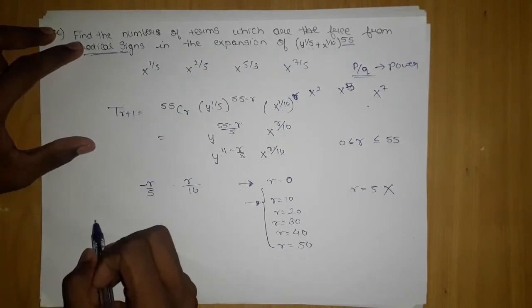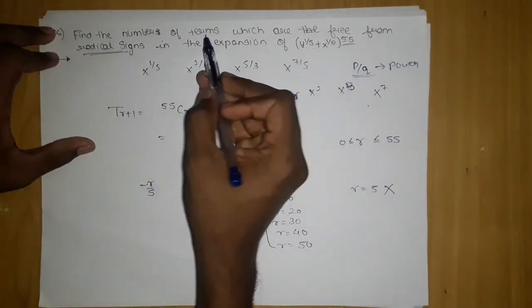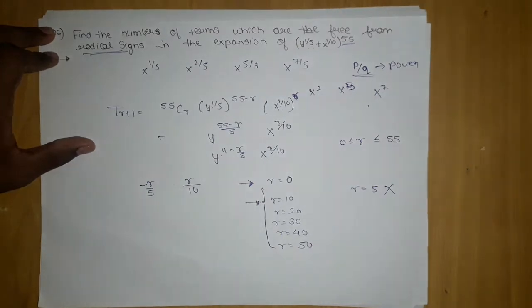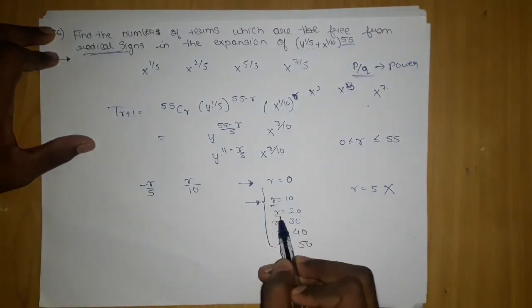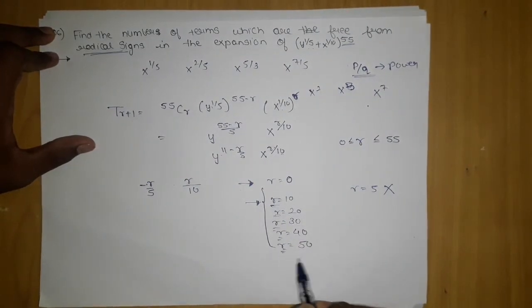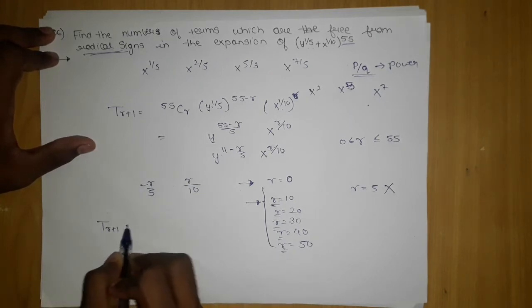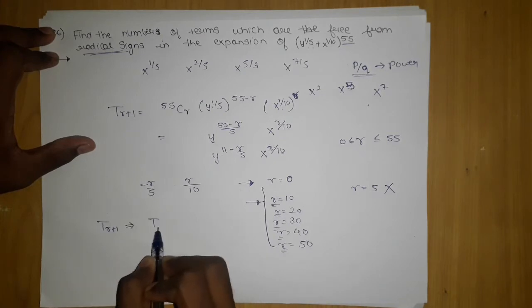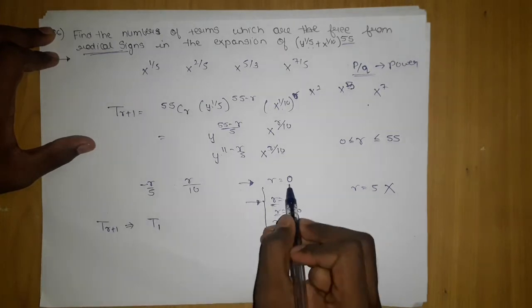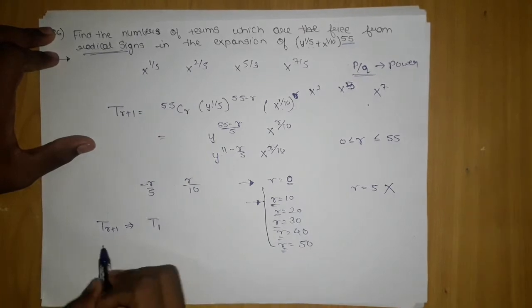Now, what is the main problem? Find the number of terms which are free from radical sign. Now we want to find the terms. These are r values. What is the term position? Okay, r value and term position are entirely different. The term position you get by r plus 1. So if you substitute r equals 0, you will get T1. So the T1 term will be free from radical sign.